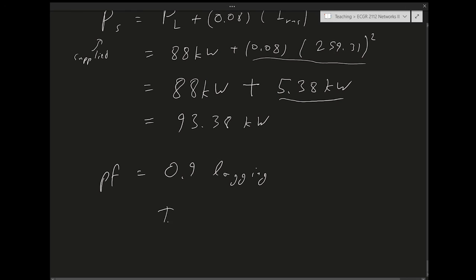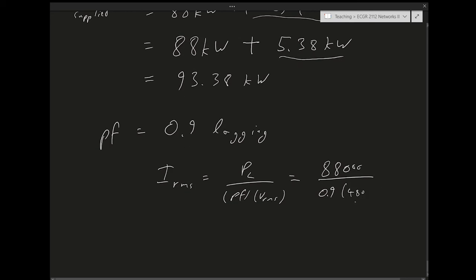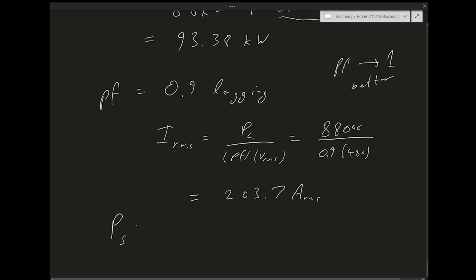Well, we have to just redo the calculation. I RMS now is going to be PL over power factor times V RMS. So it's going to be 88,000 over 0.9 instead of 0.707, times 480. So I RMS now is going to be 203.7 amps. Notice the current required to be supplied from the utility is less now, just by improving the power factor. So what I'm trying to say is that a higher power factor, or power factor closer to unity, is better. Right?